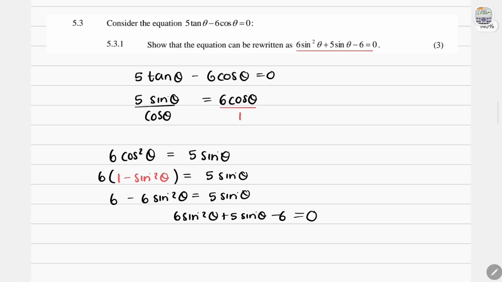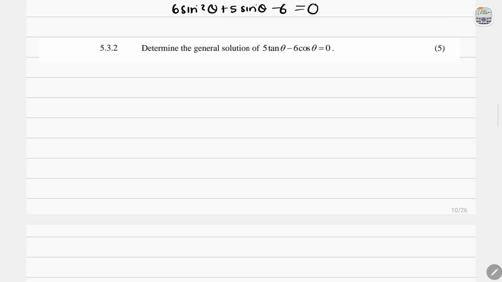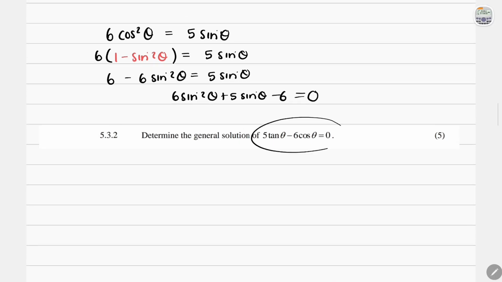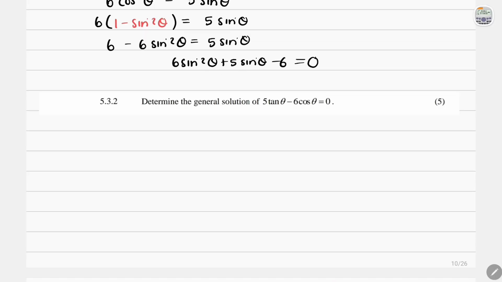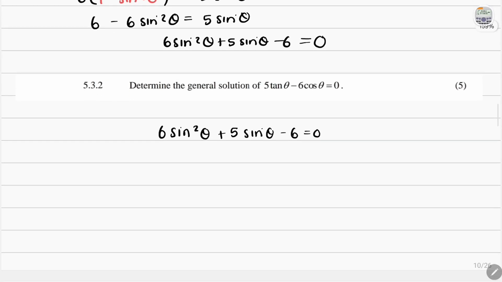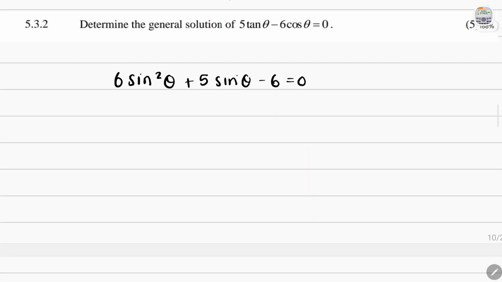Moving on to the next question. Question 5.3.2 says, determine the general solution of the equation they gave us. Okay, so we'll take it like this and let's just rewrite that. Okay, so let's factorize this equation. So you can look at it in the form of this. So pretend sine theta is k. So this will be 6k squared plus 5k minus 6. Okay, and then you could factorize it like that.